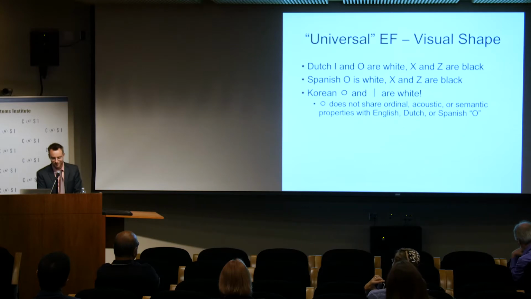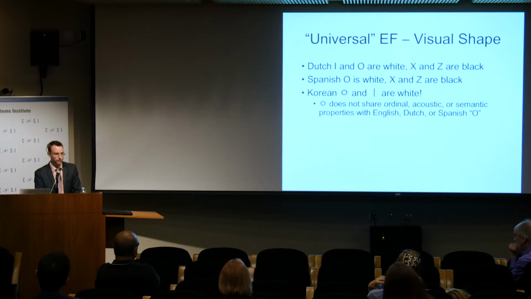Somebody can figure that out. But I and O are white in Dutch, X and Z are black in Dutch, likewise with O, X, and Z in Spanish. And interestingly, in Korean, the two graphemes that look a lot like O and I are also white.